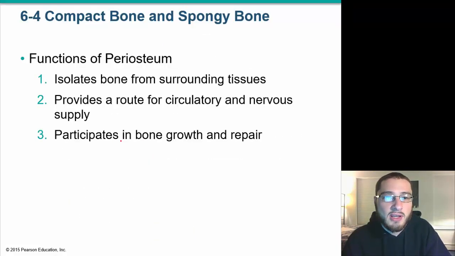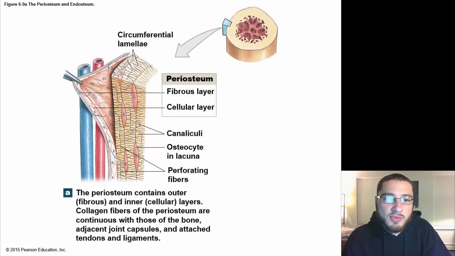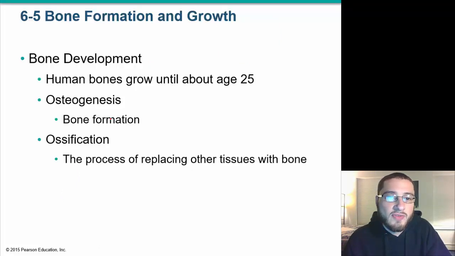Periosteum is on the outside. This shows you the periosteum, the coating around bones. Bone development starts in the womb, and then it continues until age 25. It actually continues in the skull. It continues up until 50, where the bones in the skull are continuing to fuse together.